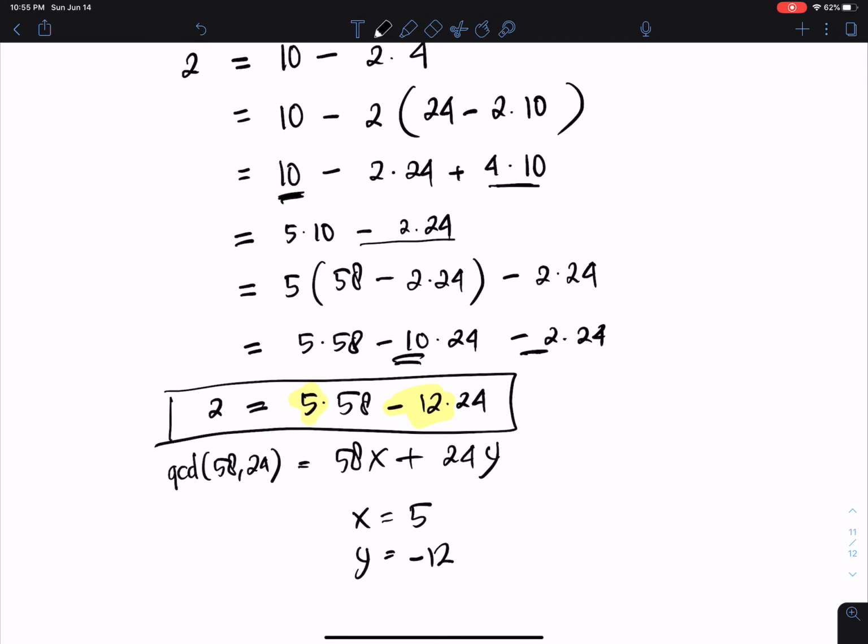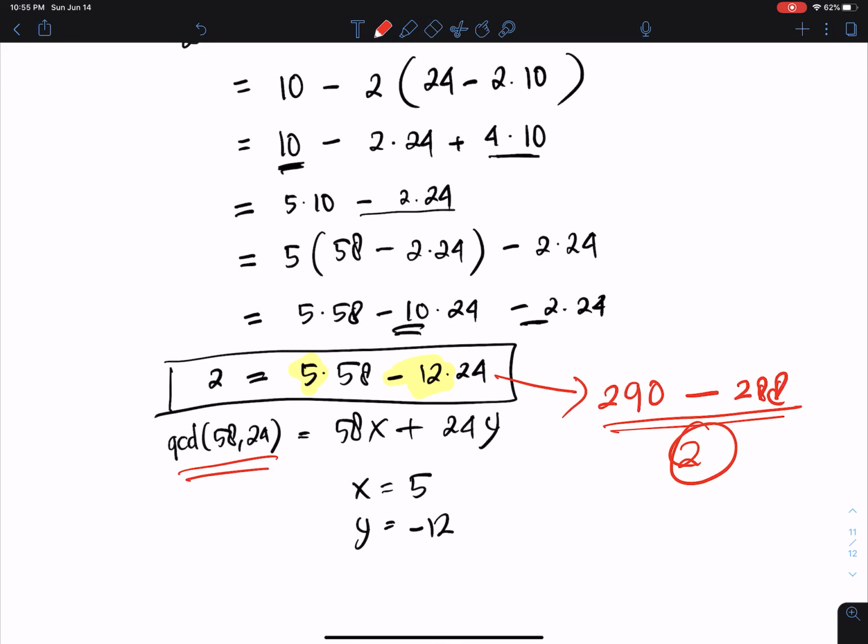So if we want to double check whether it is correct or not, 5 times 58, we get 290, minus 12 times 24, we have 288. So 290 minus 288 is exactly 2, which is our GCD. So it is correct. So we have the GCD 2 and we have x and y as 5 and minus 12.